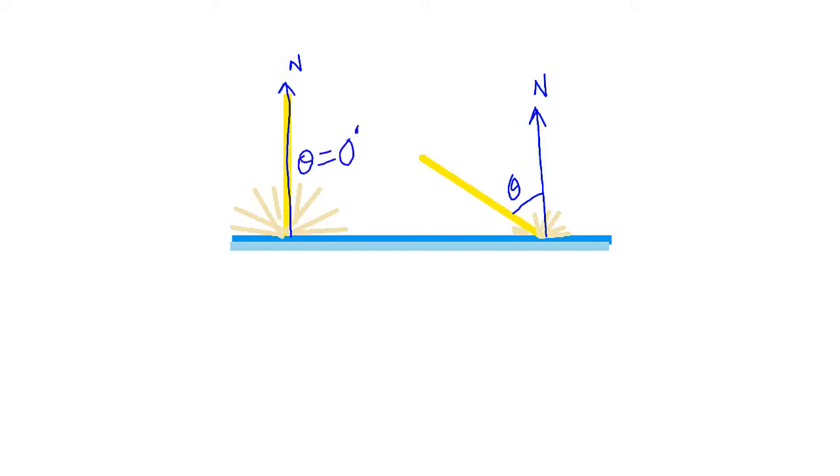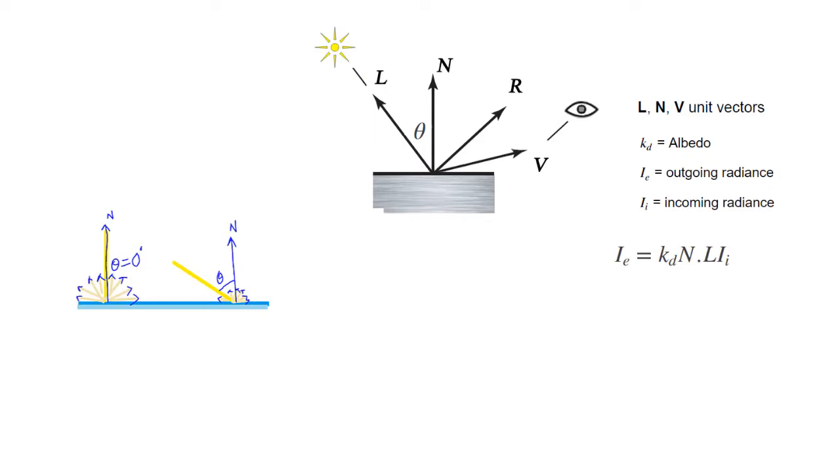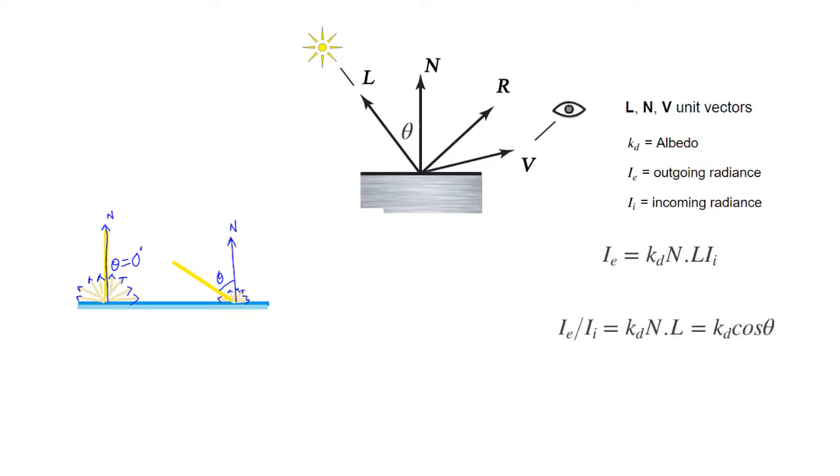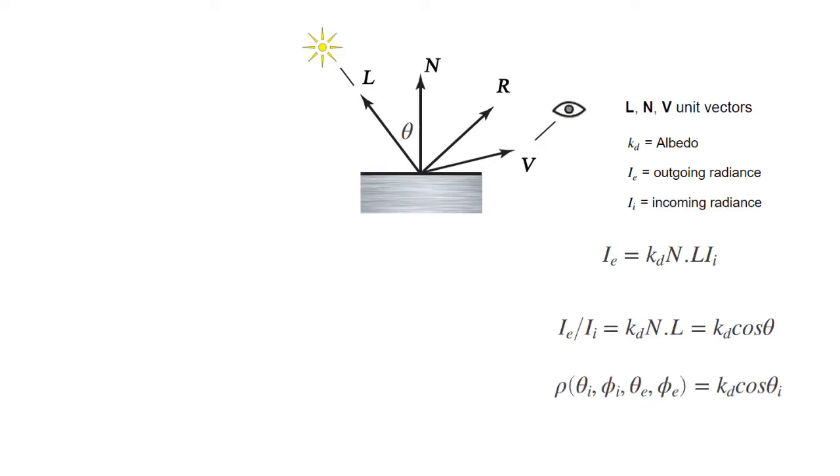Now let us try to formally define the diffuse reflection model by taking the angle of incidence theta into account. In this equation, which relates outgoing and incoming radiance, you have to observe that the constant kd is the albedo of the surface, and n dot l is the dot product of the unit vectors n and l, which equals cos theta. Now the bidirectional reflectance distribution function for a Lambertian surface is kd cos theta. When theta I equals 0, the BRDF is equal to the albedo.